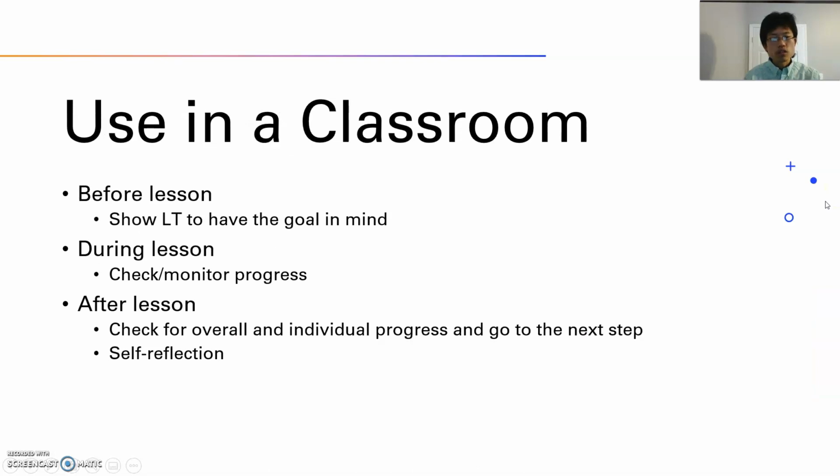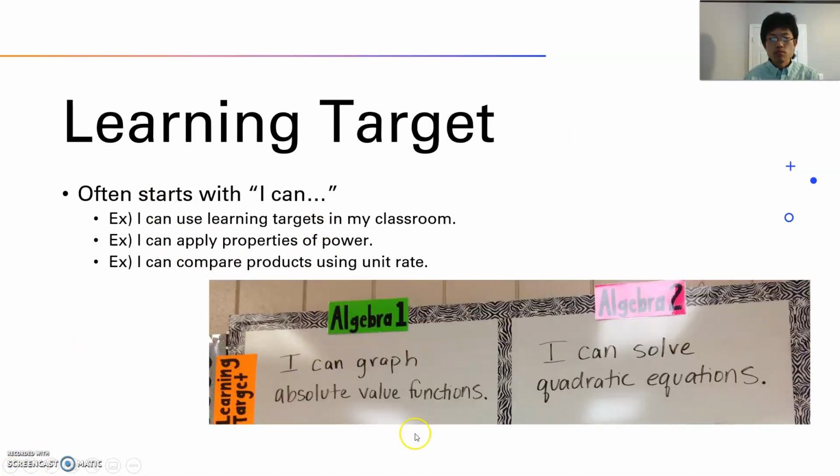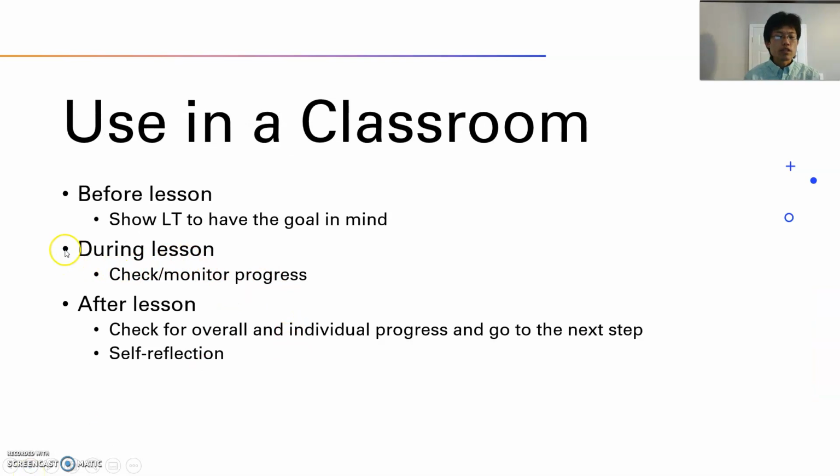So the uses in the classroom are, before the lesson you can show the learning target, LT, to have the goal in mind. So, okay, today's topic is about this, and we will do this, and the goal is this. You can do that before the lesson starts. During the lesson, you can say, hey, make sure you have this goal in mind. Check and monitor the progress of the students. If they have a question, if they are halfway, if they got it, whatever. Just monitoring their progress.